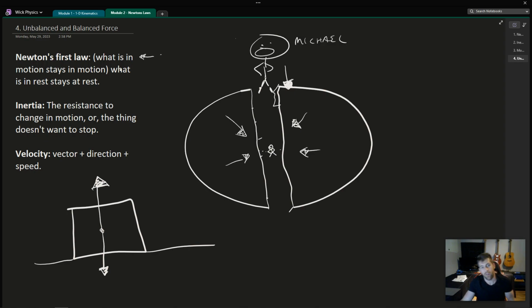So to make a real life depiction of this, anything that you see that is stationary on this planet, wherever it may rest, is a balanced force. It has an equal force going upward that it has going downward due to gravity.